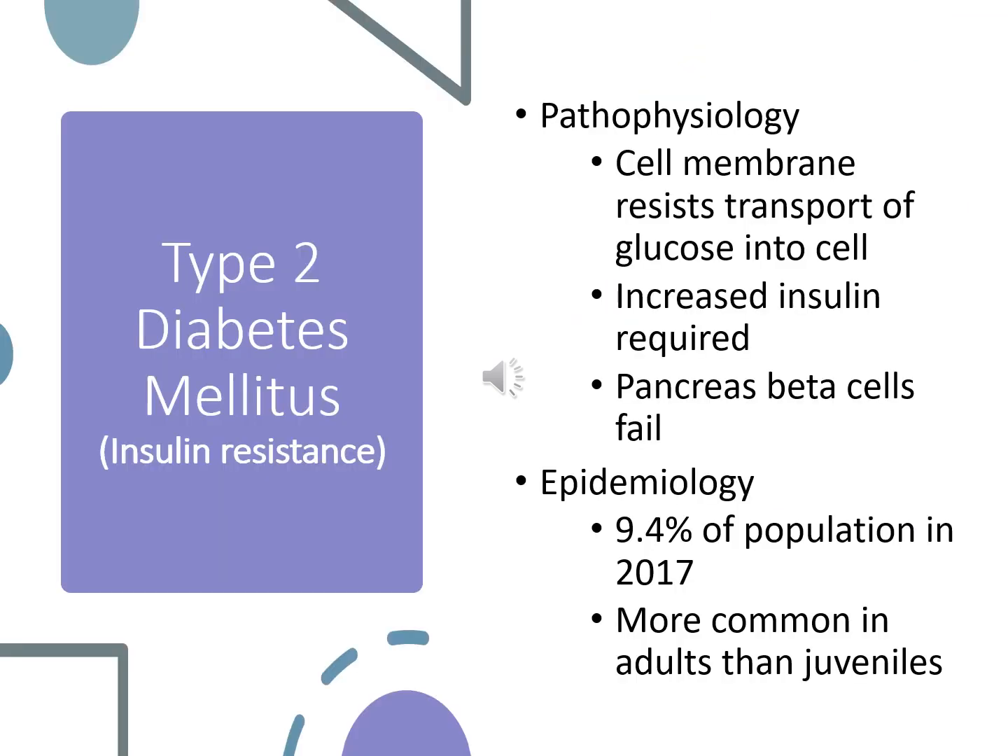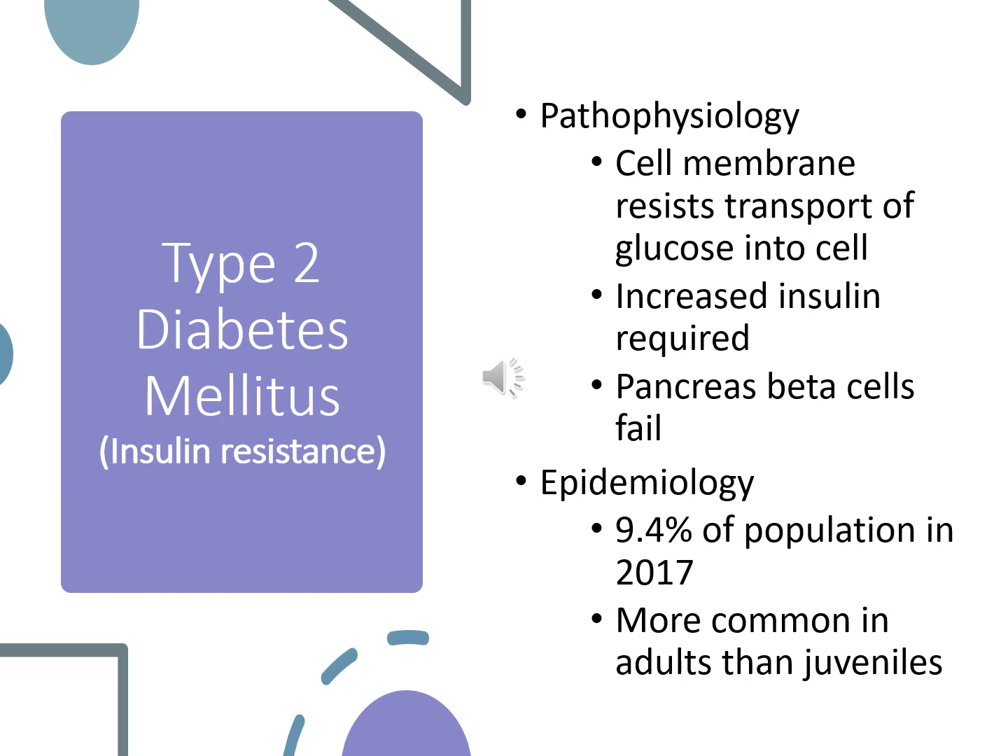Type 2 diabetes is considered an insulin resistance. This is when our cell membrane kind of resists that transport of glucose into the cell. So the best way of understanding type 2 versus type 1 is, remember that key analogy that we had in the very beginning. So in type 1, we don't have a key. There's no key to get into the door. So then our sugar and our glucose just keeps building up in the blood.